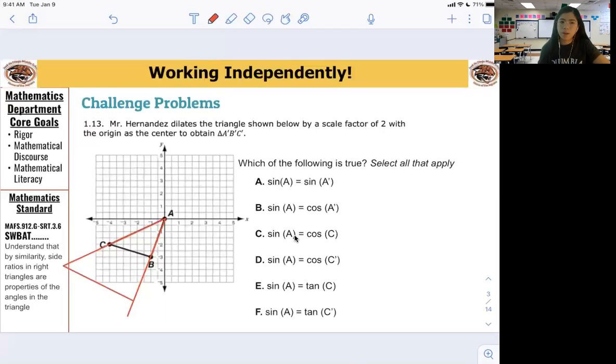Do the angle measurements change at all? No, right? The sides do, but not the angles. Exactly, Daniel. So what that means is that the sine of A is equal to the sine of A prime. The sine of B, or the cosine of A, will be the same as the cosine of A prime, and so on. So those do not change at all.